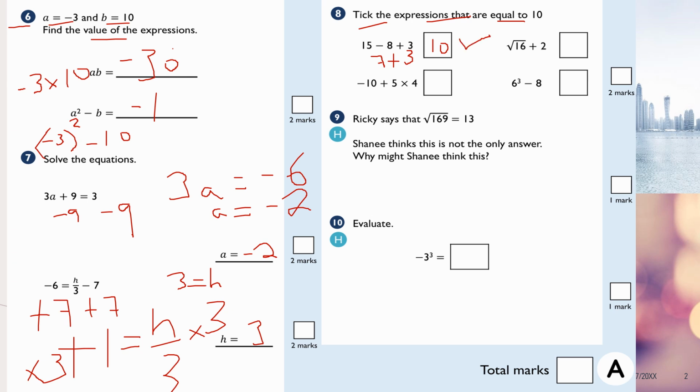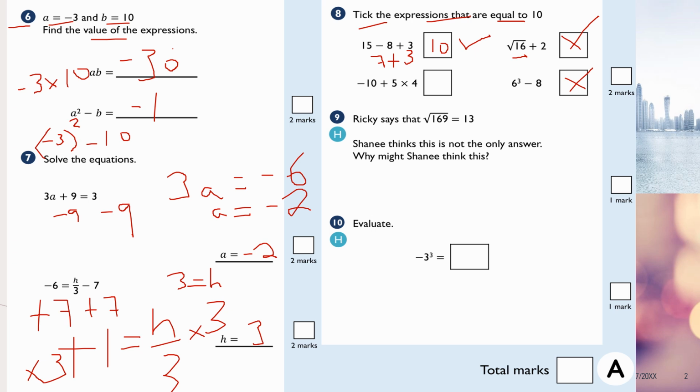Root 16 here, that'll be 8. Sorry, that'll be 4, not 8. 4 plus 2 is 6, so it's not going to be that one. It's definitely going to be that, because that's bigger than 100. And then if minus 8, that's also going to be bigger than 100, or less than 100.